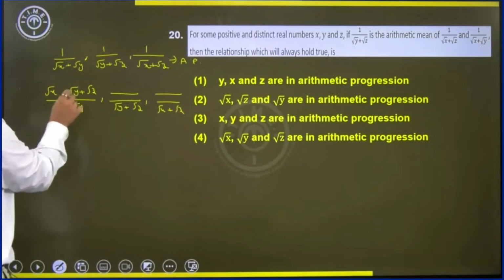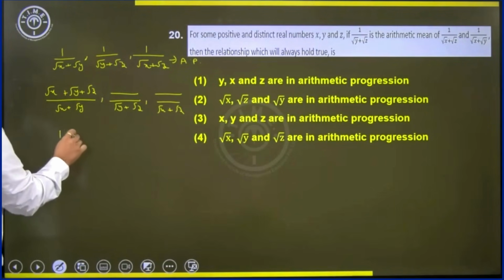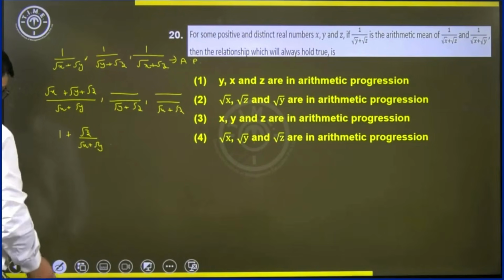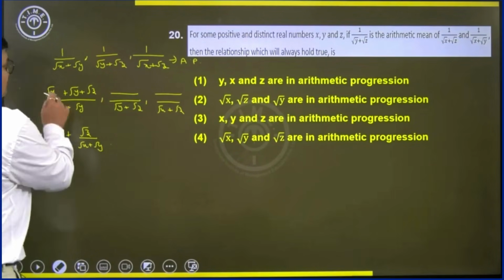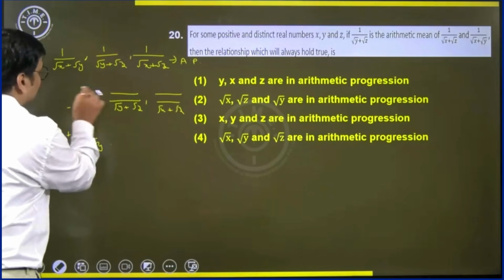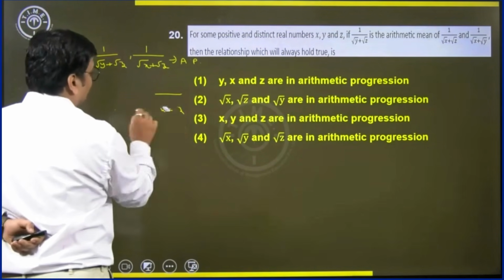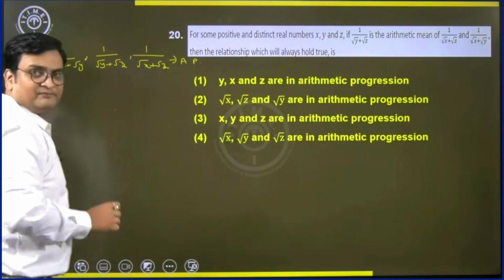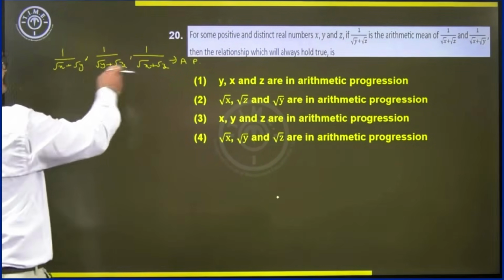So this one you divide root x plus root y by root x plus root y, 1, is root z by root x plus root y. No, this is not really helpful. Okay. So these three are in AP.